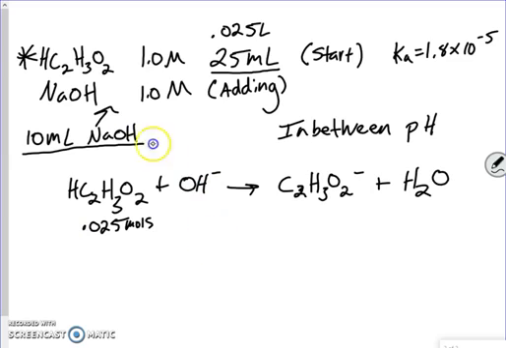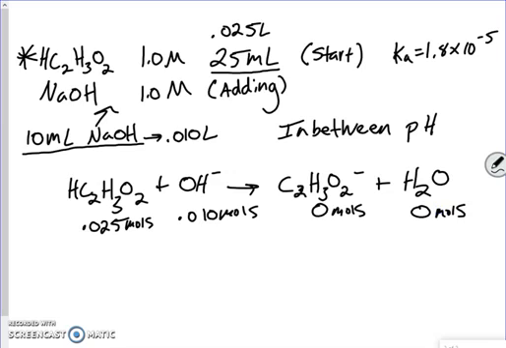Then we have our sodium hydroxide. We have 10 milliliters of a 1 molar solution. This is 0.010 liters, so times 1 gives you 0.010 moles. And again, we would have 0 and 0 of these to begin with. Okay, and again, we are looking at moles here, so that plays a big role when we go back and calculate our pH.